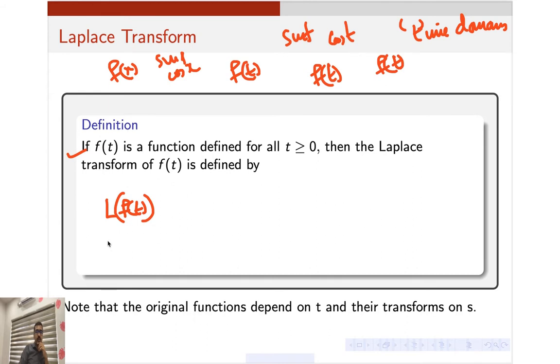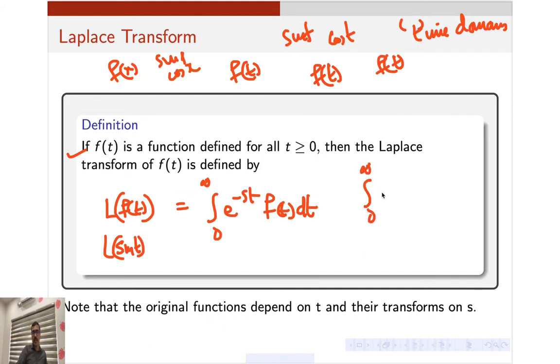If you want to find the Laplace transform of sin t, I will write it as L of sin t. So I hope you understand the notation. Simply L of f of t, and it is defined as the integral from 0 to infinity of e raised to minus st into f of t dt. That is the definition. Remember once again, try to study it now itself. It's actually the integral from 0 to infinity of e raised to minus st into f of t dt. So this is the definition of the Laplace transform.